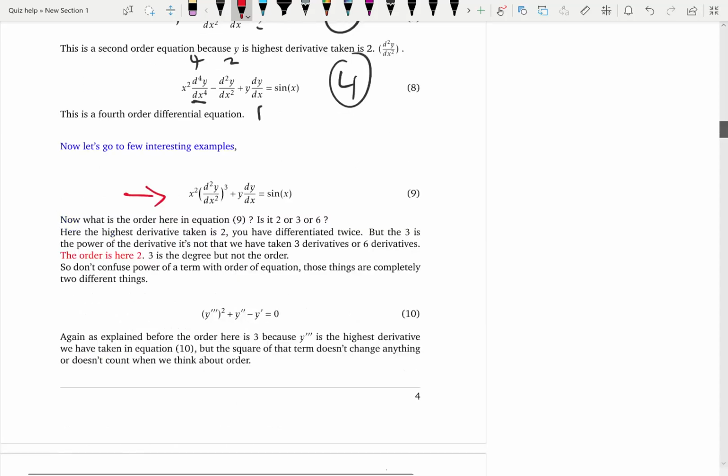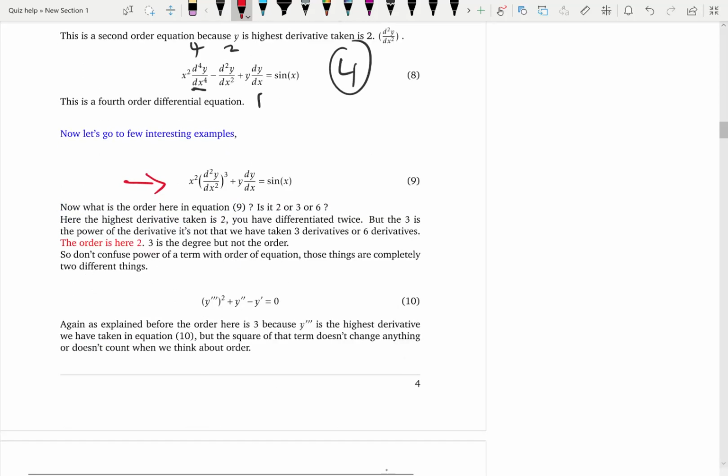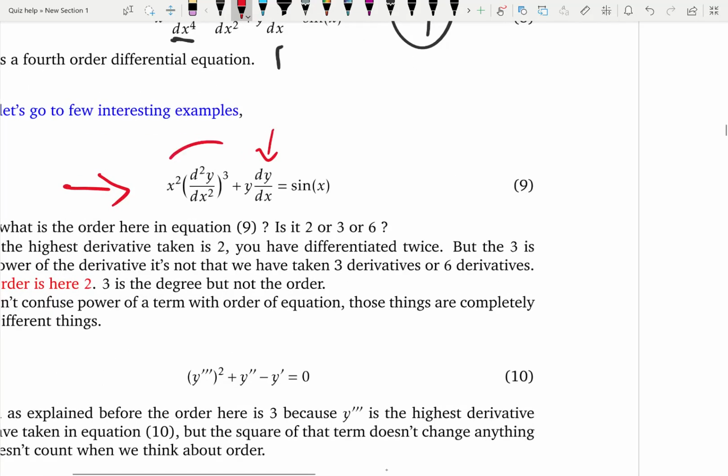All right. Now let's get into an interesting example. Here, first derivative. But here, what is the derivative that you have taken in this term? Is it 2? Or is it 3? Is it 2 times 3, 6? Or is it 2 plus 3, 5? What's the derivative? Now, there's a difference between the number of derivatives you have taken and the degree.